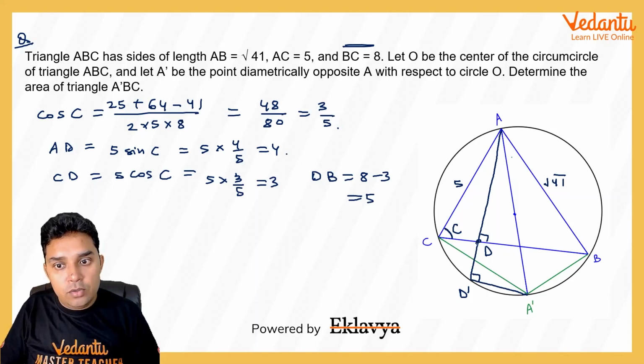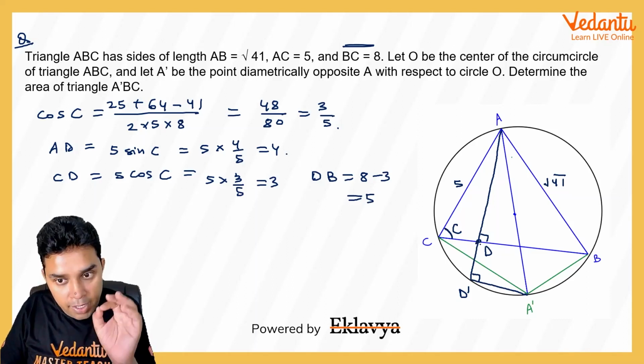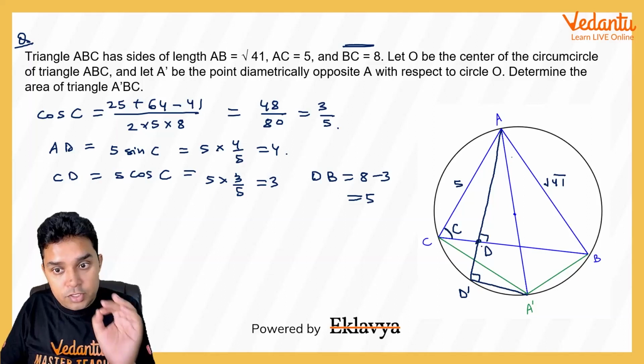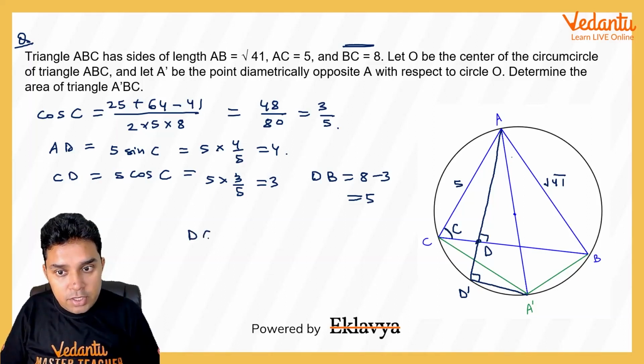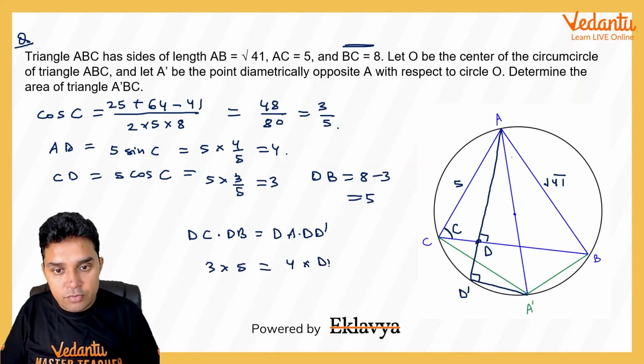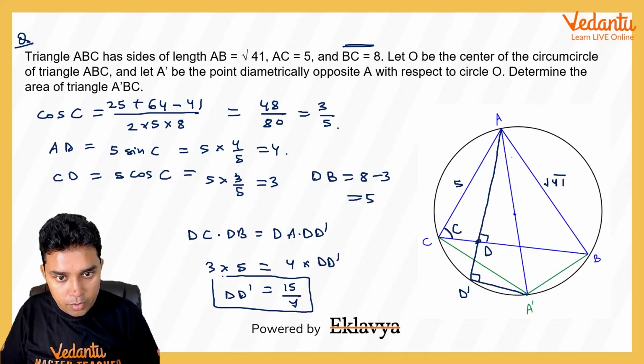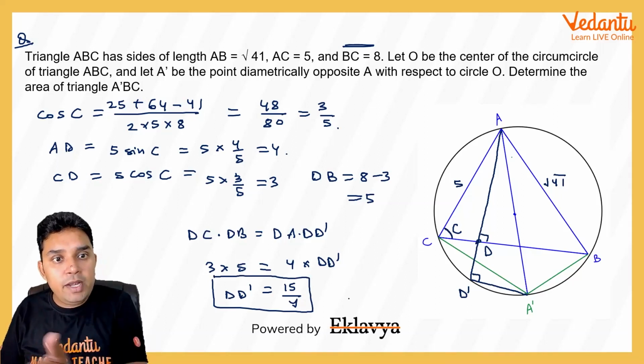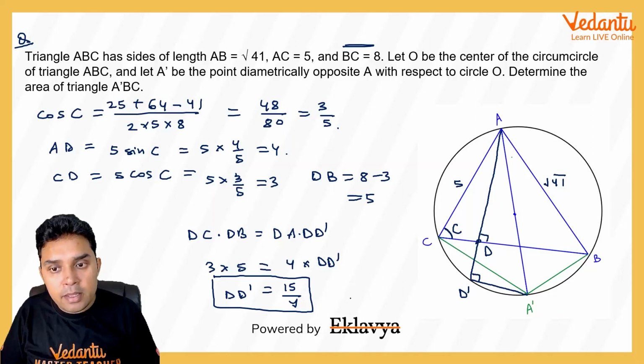So I think you must have guessed it right that at D point, if I use power of this point D, we will get DC into DB is equal to DA into DD dash. And this DC we have calculated is 3, DB we have calculated as 5, DA we have calculated as 4, and DD dash we can find it now from this. So DD dash will become equal to 15 upon 4.